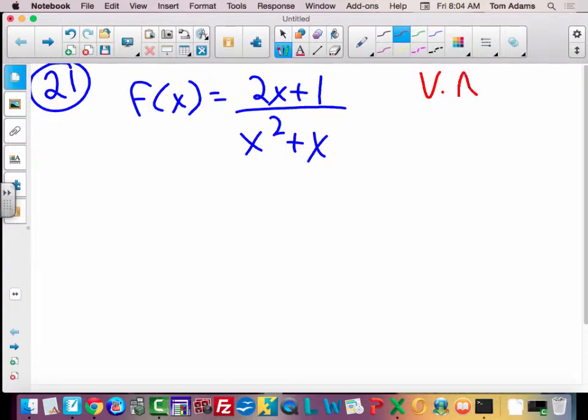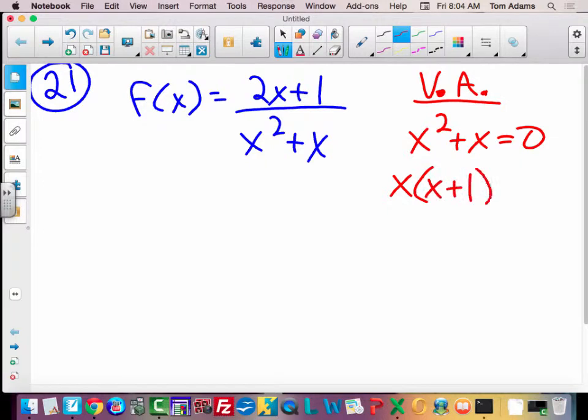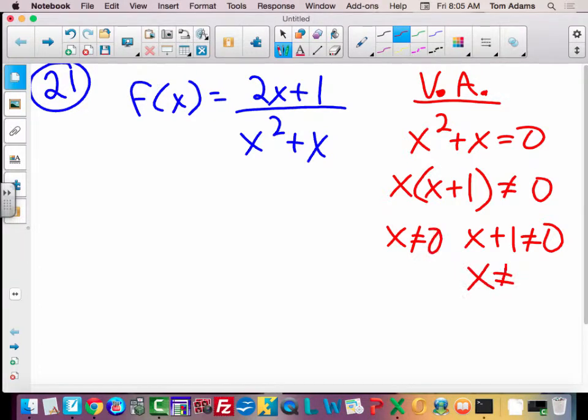Vertical asymptotes occur at the zeros of the denominator. So if I say x squared plus x cannot equal 0, I just need to figure out what makes this thing equal 0. All right? So what we do is we factor. In other words, I'm going to say x times x plus 1 equals 0. Then I say x cannot equal 0 and x plus 1 cannot equal 0. And so x cannot equal 0 and x cannot equal negative 1.